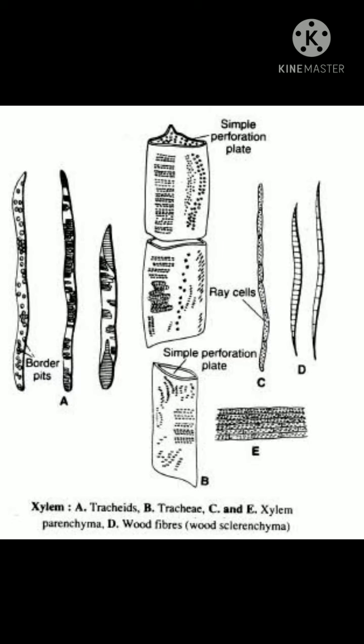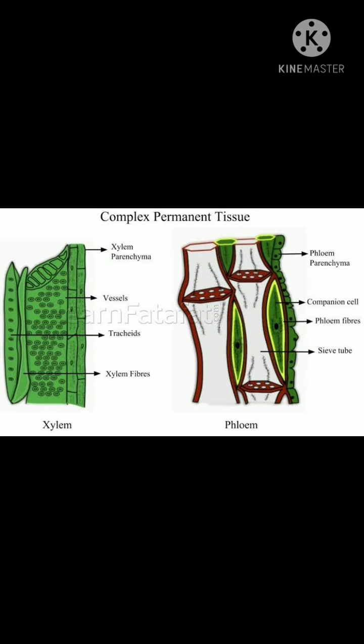This is xylem tissue. The first 3 are tracheids, B in the middle is the vessel, then E and C are xylem parenchyma, and the last 2 are xylem fibers. First 3 tracheids, the second one B is vessel.